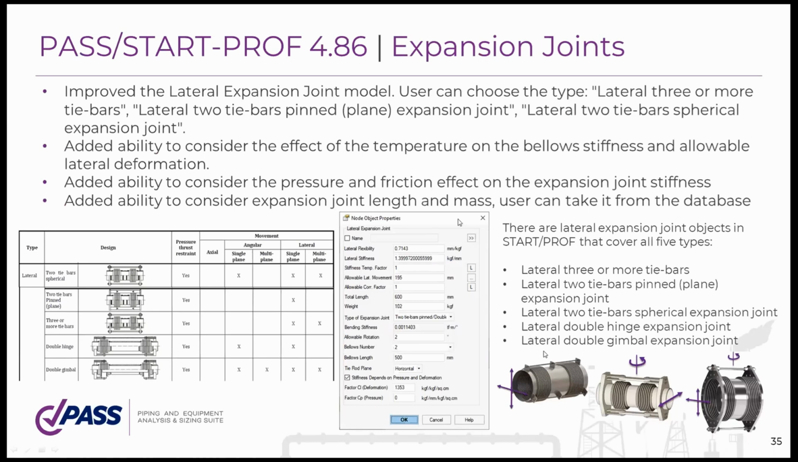And the same idea we use for lateral expansion joints. Here you can choose the type of expansion joint, for example, lateral with 3 or more tie bars, with 2 tie bars, or any other type of lateral expansion joint. Here you can see the types, and you can find more detailed information in my training course. And it can also take into account the pressure stiffening, the temperature influence on the stiffness, and so on.